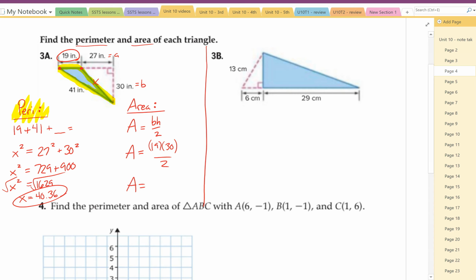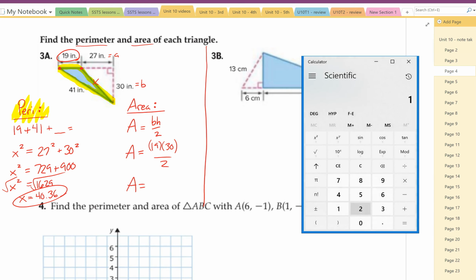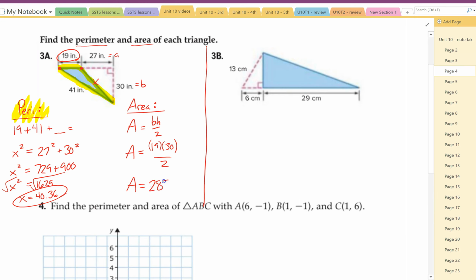I'm going to do that all in one step. I have 19 times 30 divided by 2. So 285. The area of this triangle would be 285 square inches. Let's be clear, area and perimeter are not the same thing. Perimeter is how far I have to travel if I want to go all the way around the triangle. Area is how much space the triangle takes up. Okay? All right, same thing on 3B.